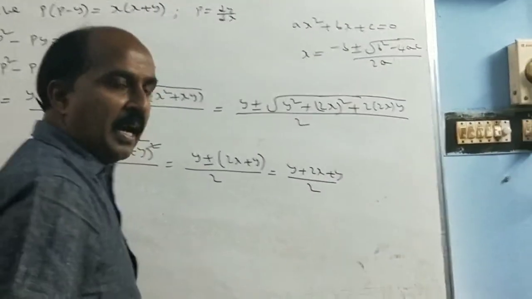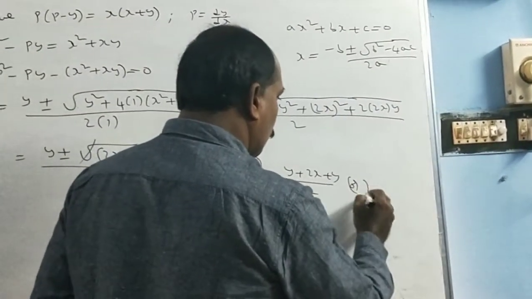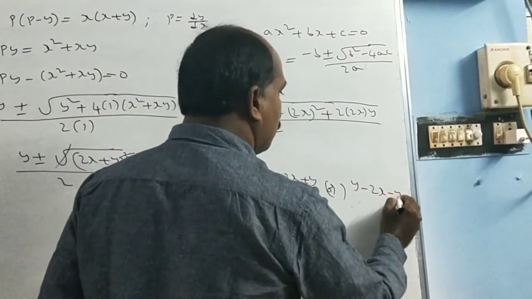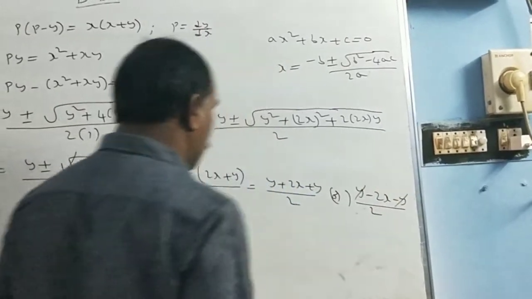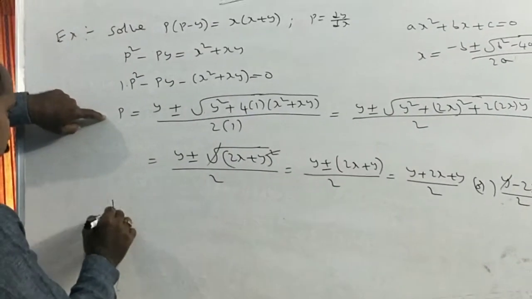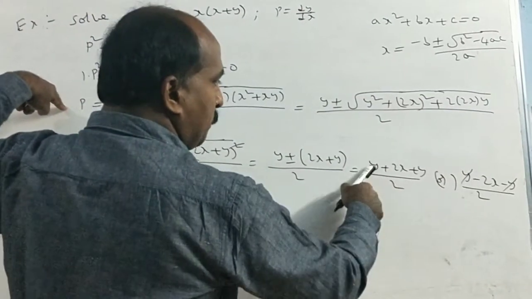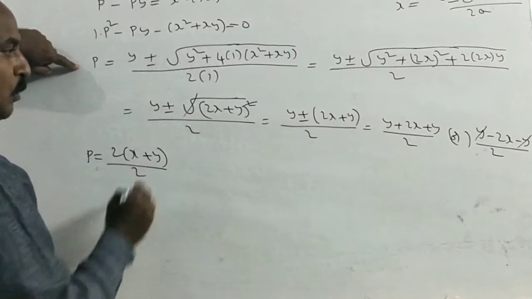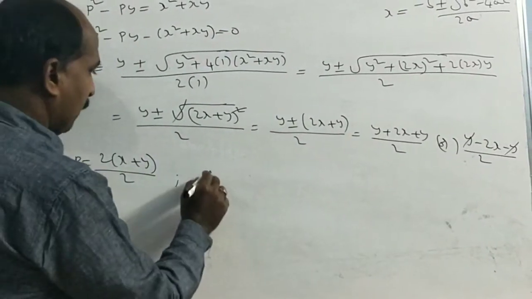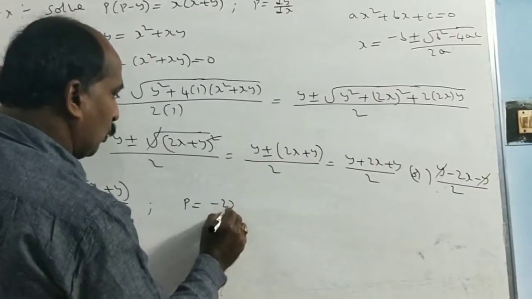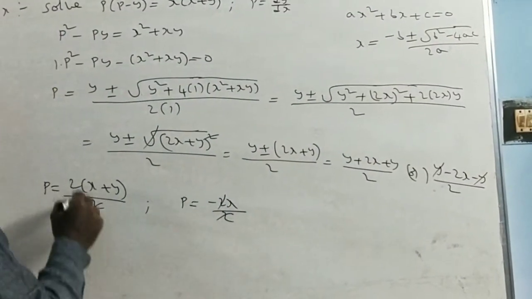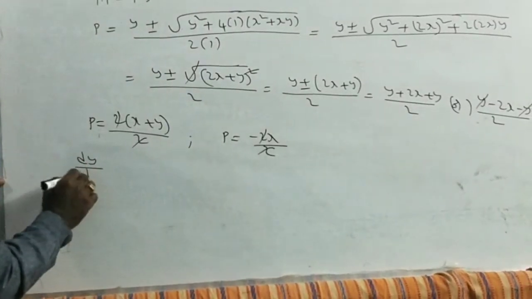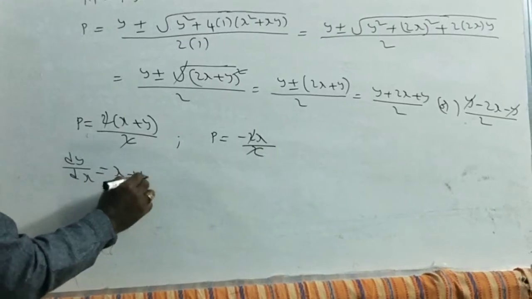or y minus of 2x plus y, that means minus 2x minus y by 2. So we get p equal to, first one is 2x plus 2y by 2, that means taking 2 as common, 2 into x plus y by 2. Second one is p equal to minus 2x by 2, the 2s cancel. We know that p is nothing but dy by dx. So dy by dx equal to x plus y.